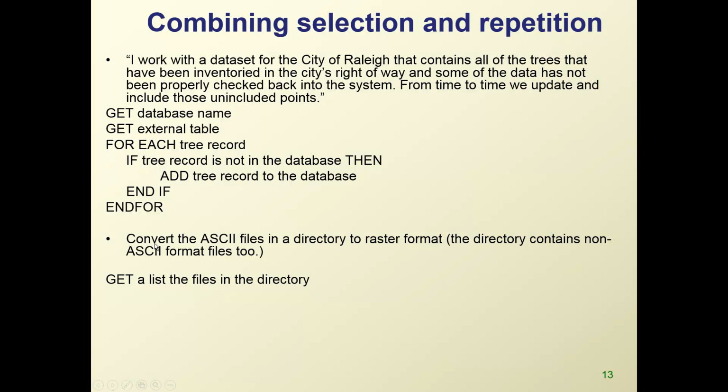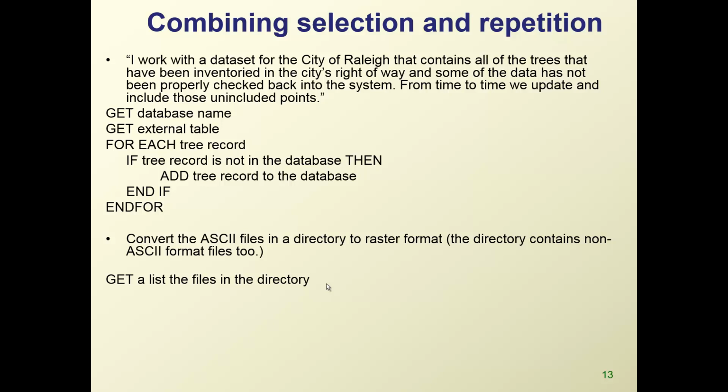For this example down here, we're converting ASCII files in a directory to raster format, and the directory contains non-ASCII format files too. So can you think how you would use a for loop to loop through those, and then use a conditional statement inside of there to check? Can you write that down? To check if it's ASCII files before you do the conversion? So you have a list of files in the directory, and then you want to loop over, you want to repeat the same process for every file.